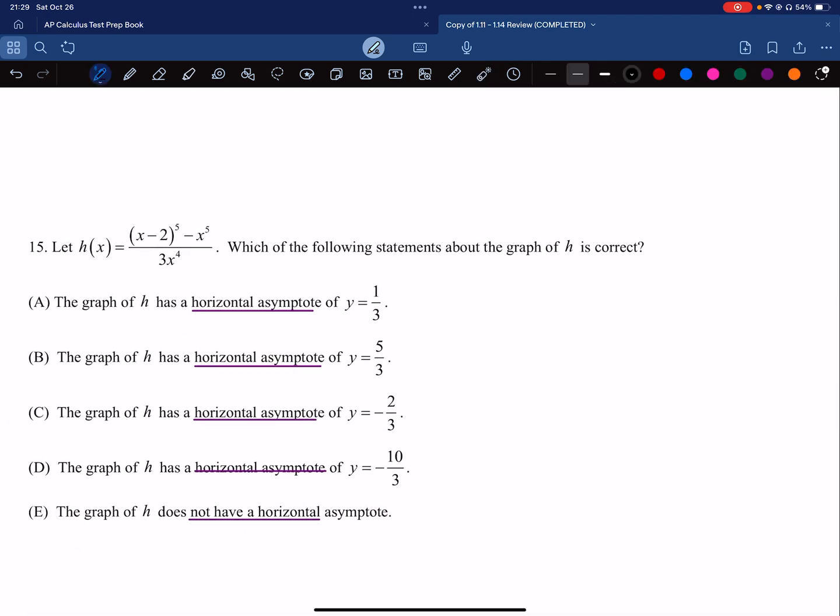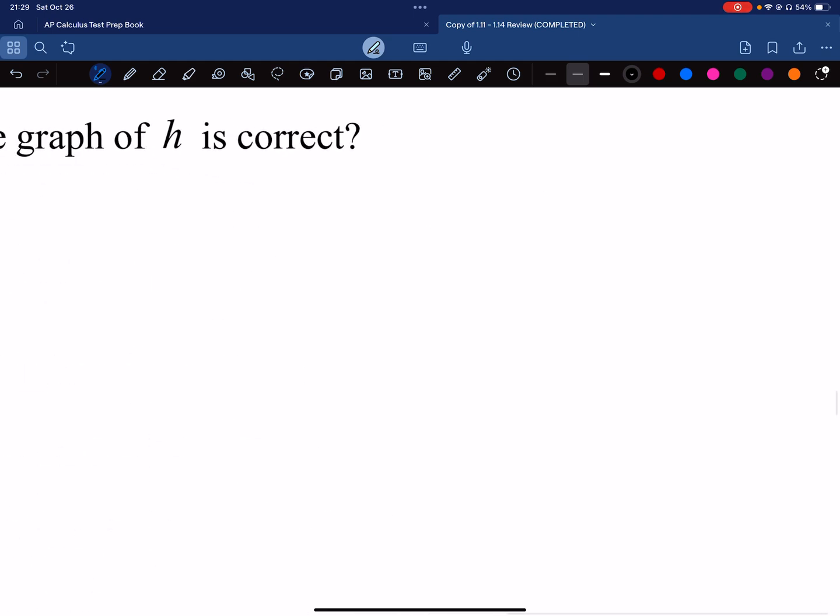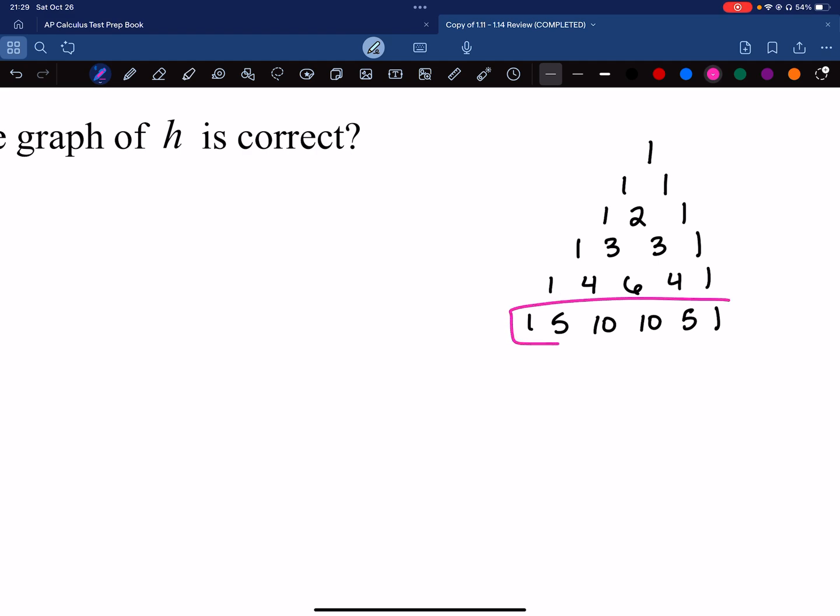So I have an exponent of 5, which means I need to go down until I get to row 5, or my second number is 5. Pascal's triangle, we have 1, 1, 1. We have 1, 2, 1, 1, 3, 3, 1, 1, 4, 6, 4, 1, 1, 5, 10, 10, 5, 1. So this is going to be the row that we want.